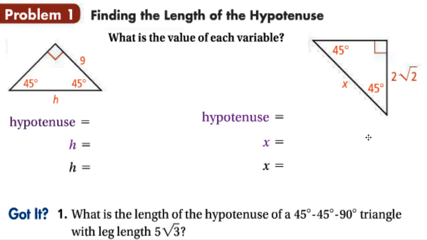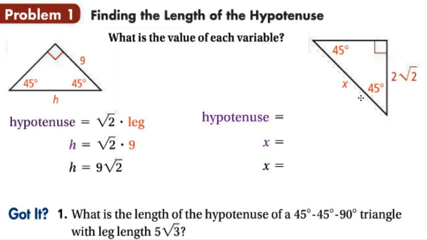So here's our first problem. Let's find the length of the hypotenuse. And in the problem on the left-hand side, we're going to start off. Hypotenuse is the square root of 2 times the leg, but we know the leg is 9. So the square root of 2 times 9 gives us 9 square roots of 2. We always put the whole number in front of the radical, and we're going to leave these in simplest radical form.